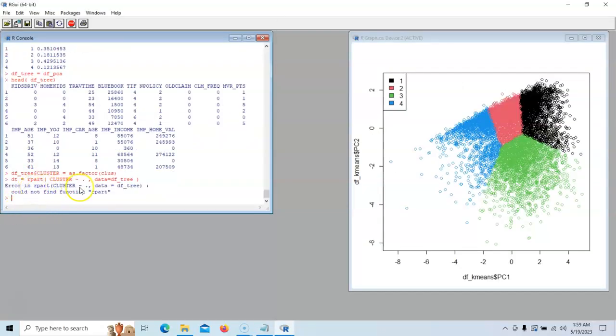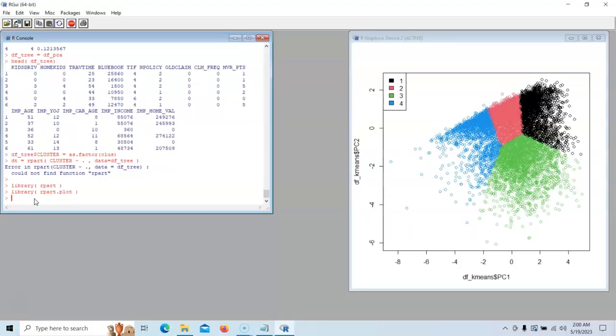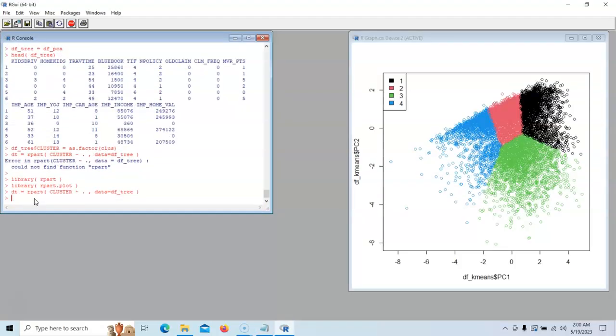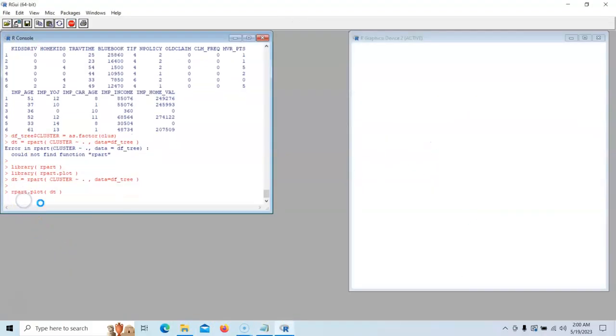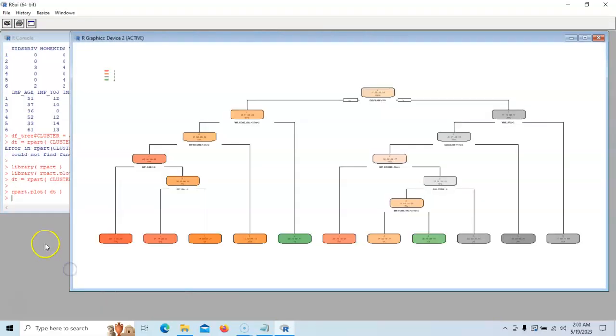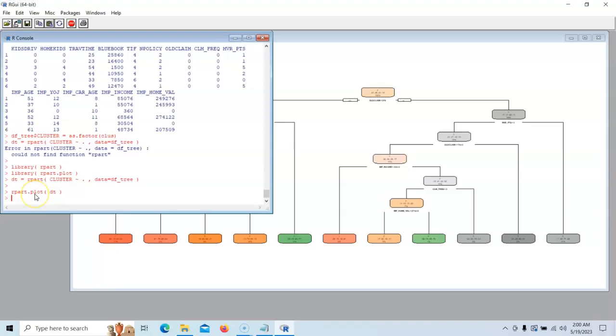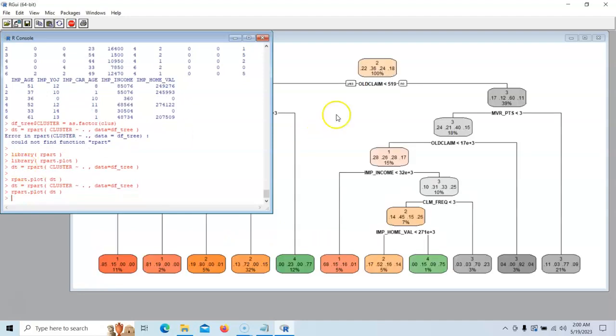And error, what happened here? Oh, I didn't load in the libraries, I'm sorry. There they go. Now if I draw the tree, let's see what it tells us. Oh, we can't see that. So let's expand it and then build it again. Whoops. There we go. That's easier to read.